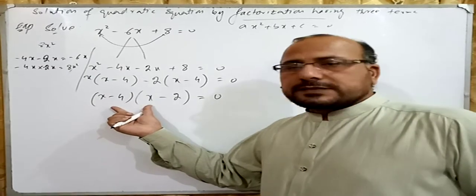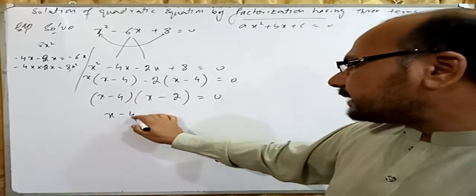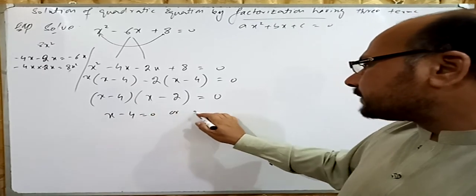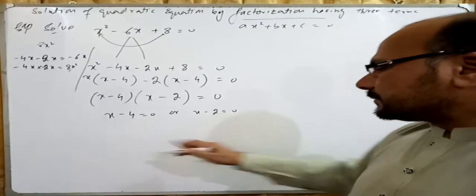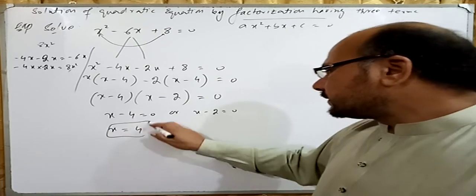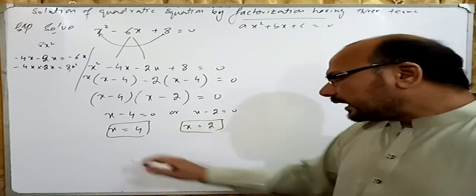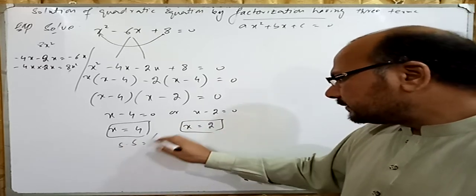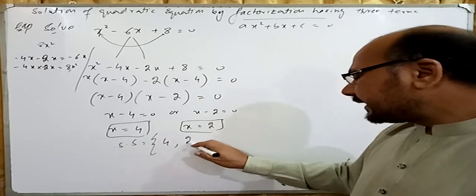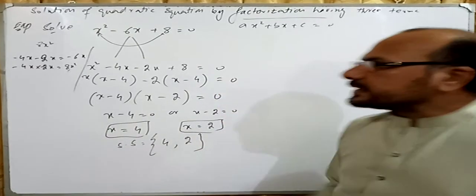If the product of these two is equal to 0, so take them separately equal to 0. X minus 4 equal to 0 or x minus 2 equal to 0. So x equal to 4 and here x equal to 2. Now the solution set will become 4 and 2 because these are the values which are satisfying the given equation.